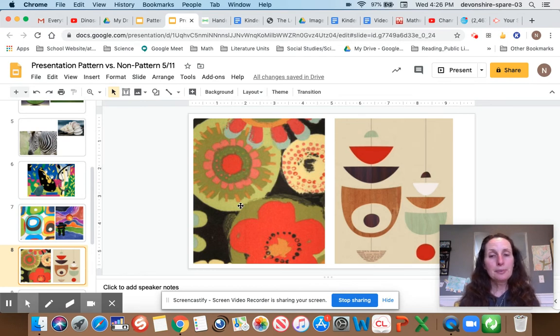What do you think? Ooh. Originally, I thought no, that these did not have a pattern, but now that I'm looking at it, I think they might have a pattern. Do you guys see what I'm seeing that makes me think maybe a pattern? This one I see yellow, red, and even the dots are kind of in a pattern. And here the petals are in a pattern. Ooh, look, I definitely think there's a pattern here. How about this one?